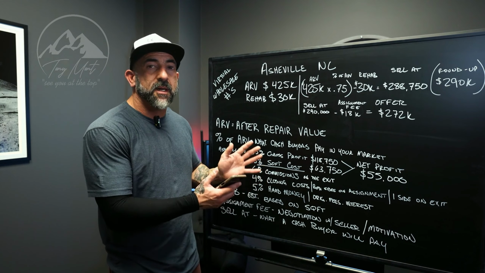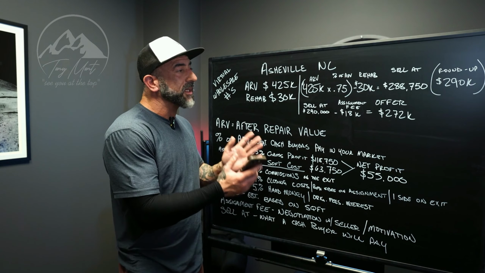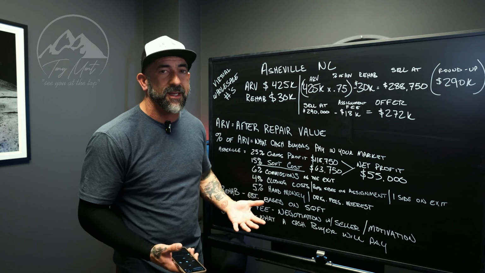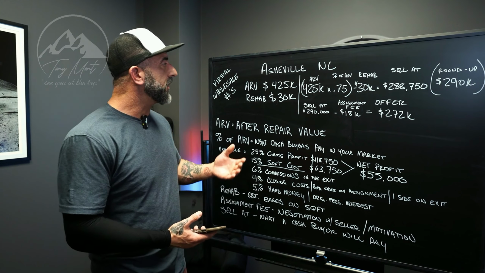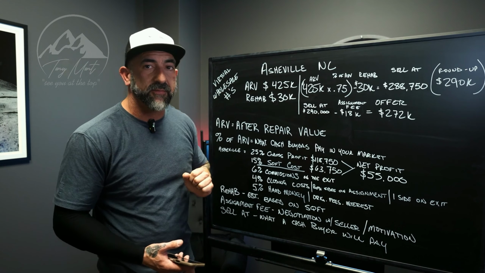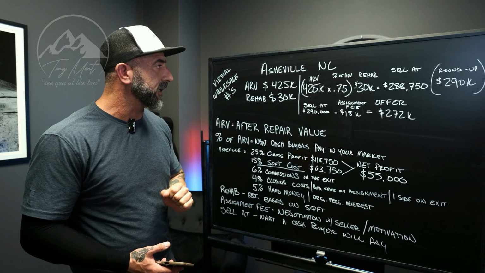But I'm gonna go over the numbers and the formula on how we locked up this deal, just of what the seller told us and what we thought the rehab was and what we thought we were going to make on it as a wholesale deal. Remember, the ARV, after repair value, we decided was $425,000 on this property. We thought the rehab was around $30,000.